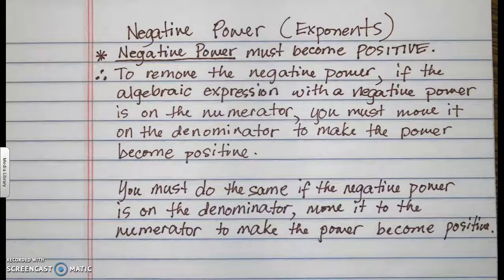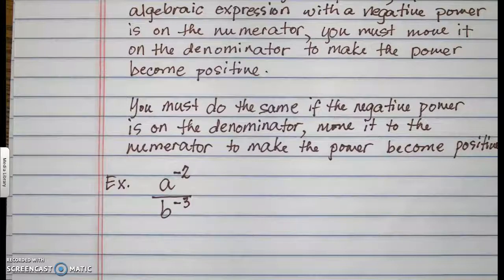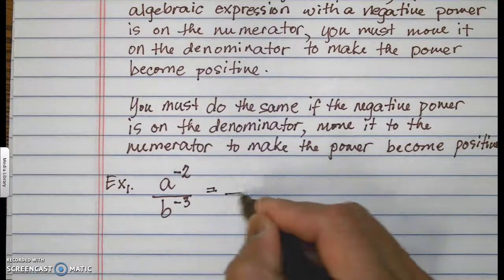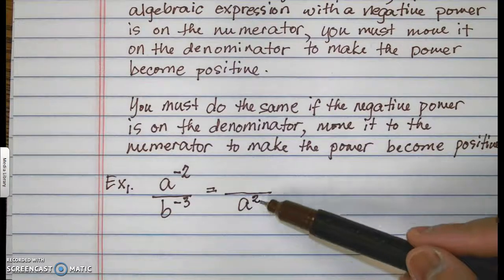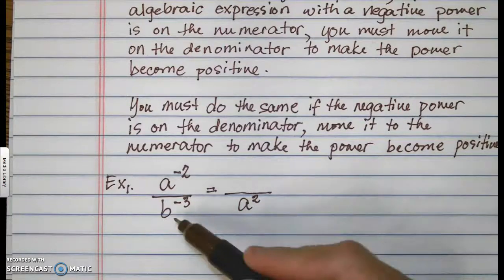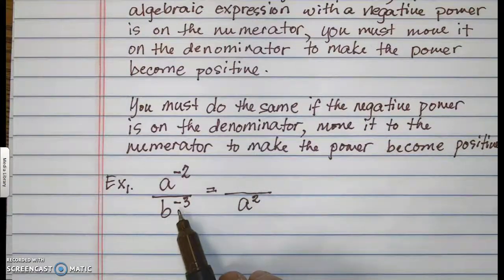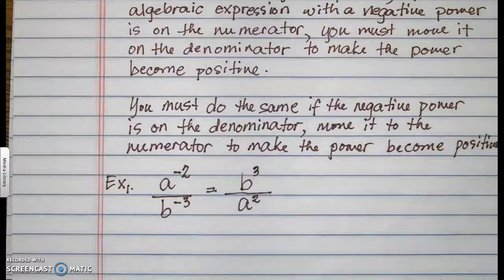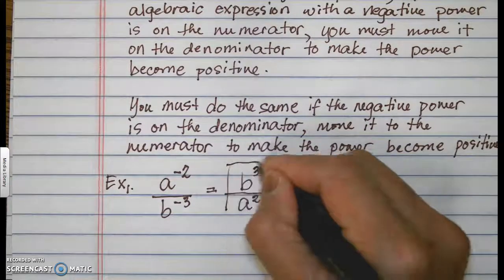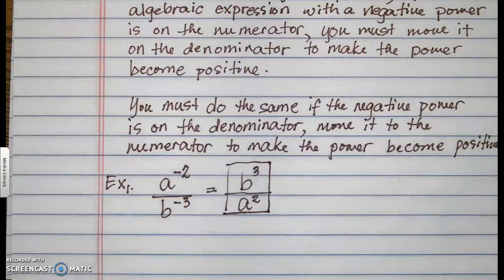You must do the same if the negative power is in the denominator. You must move it to the numerator to make the power become positive. Example number 1. If you are given a to the negative 2 over b to the negative 3, this must look like, where you move the numerator to the denominator and turn the power into positive. And in the case of b, since the power is negative 3, you're also going to move it on top. And now when you move it on top, it turns to a positive. And your final answer would be this, because you cannot combine or cancel out any like terms anymore.